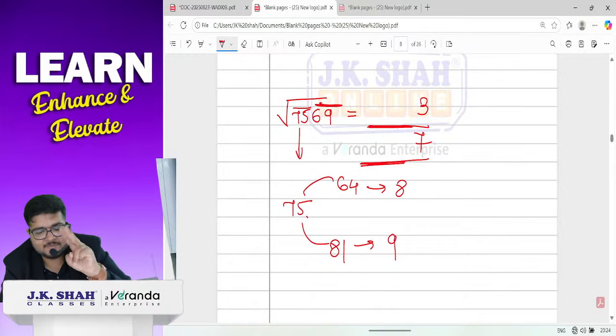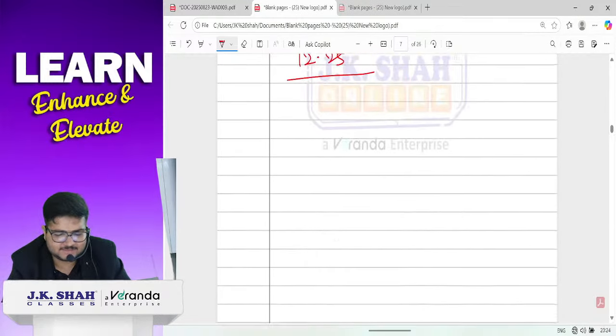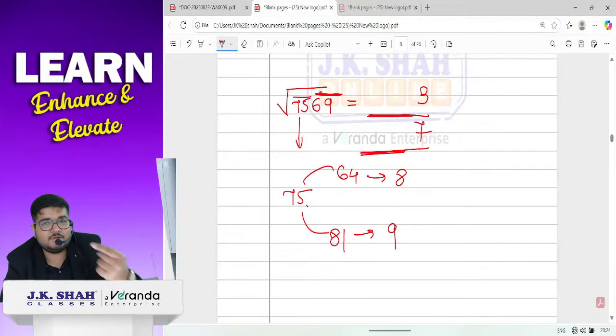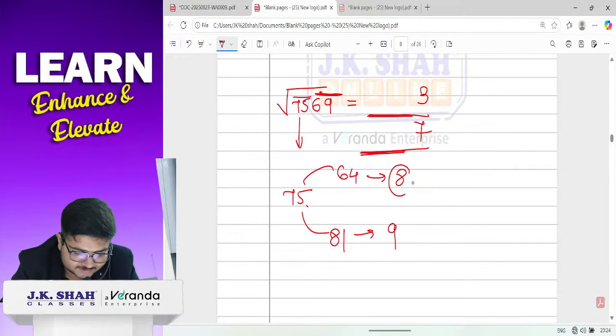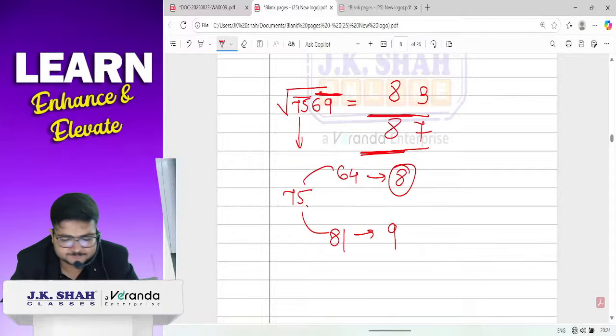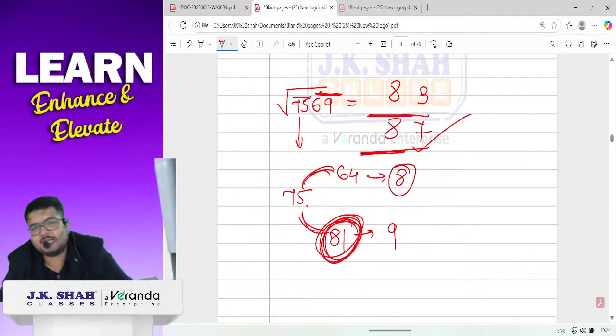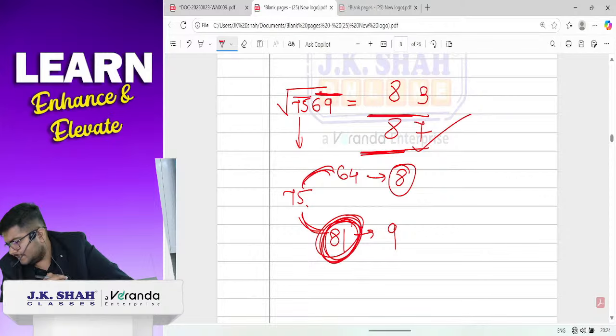In the first step we found that 3 or 7 can be the last digit. Second step is to always put the smaller number. Which is the smaller one? 8. So put 8. Now which is the final answer? Again, go to 75. 75 comes between 64 and 81. Which is the closer one? 81. That means it is closer to the greater number. So the greater number will be our answer. The answer will be 87.